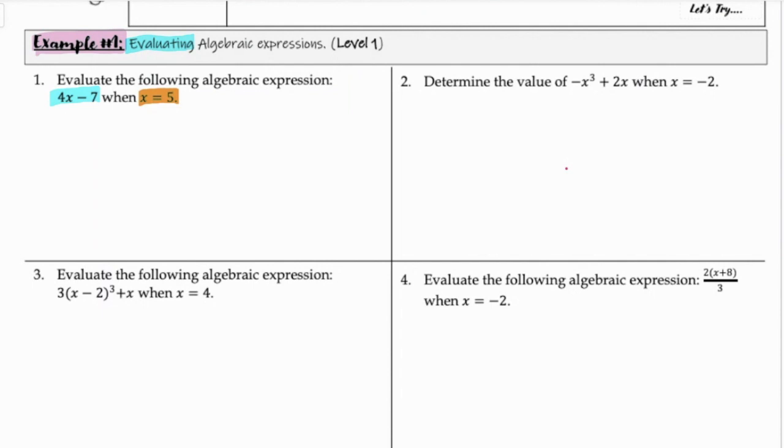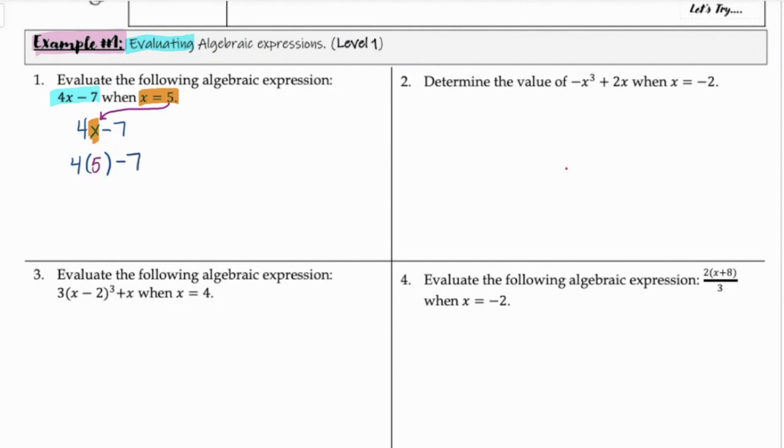So right now I have an algebraic expression. The given algebraic expression is 4x minus 7. When they give me an x value, what that is telling us to do is wherever you see an x on your algebraic expression, you're going to replace it. So let's do that. We have 4. Again, what does that 4x mean? That means 4 times x. So I'm going to be replacing this 5 with the x.